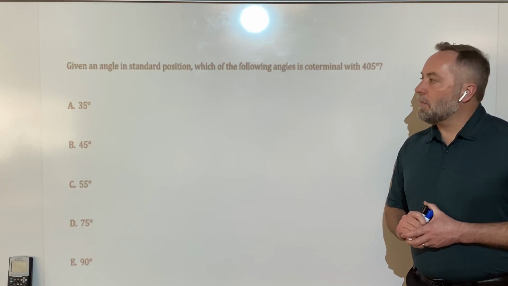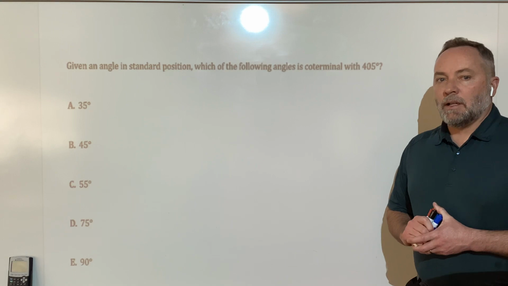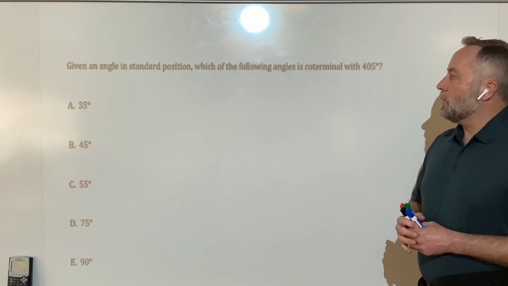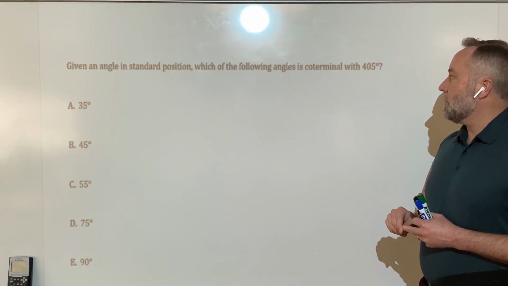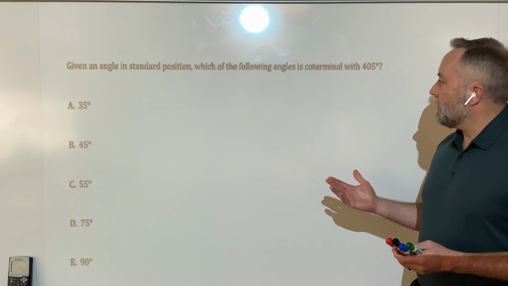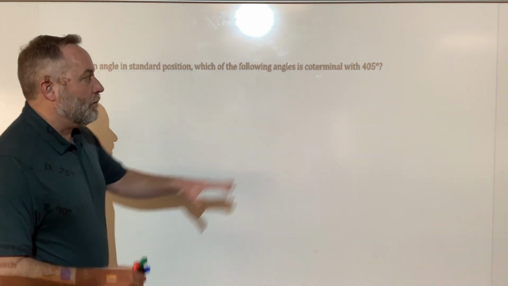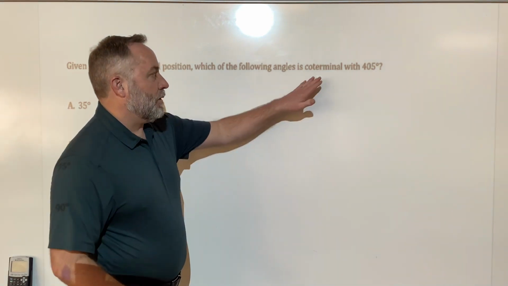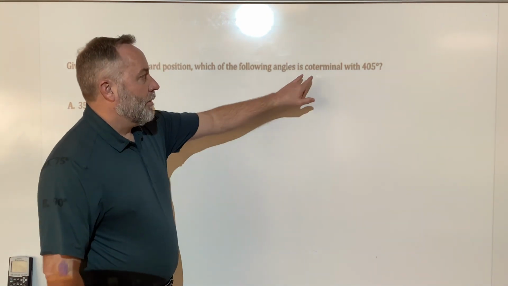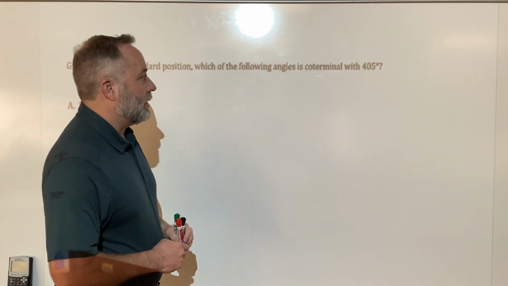This question is a trigonometry question that could be either easy or difficult depending on our understanding of the vocabulary. It says, given an angle in standard position, which of the following angles is coterminal with 405 degrees? The first vocabulary or terminology we want to be familiar with is coterminal. So co means the same and terminal means the end. So this is saying what's an angle that ends in the same place as 405 degrees.